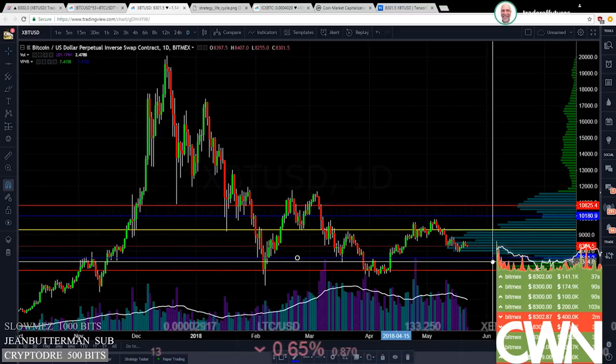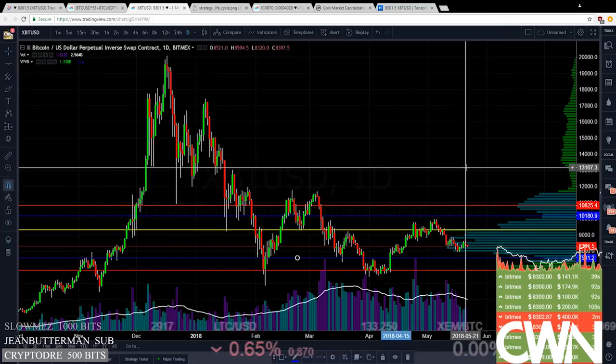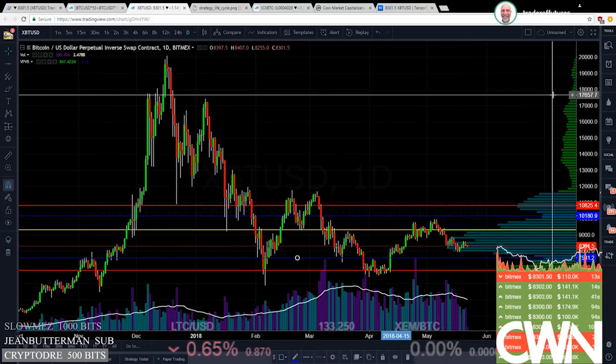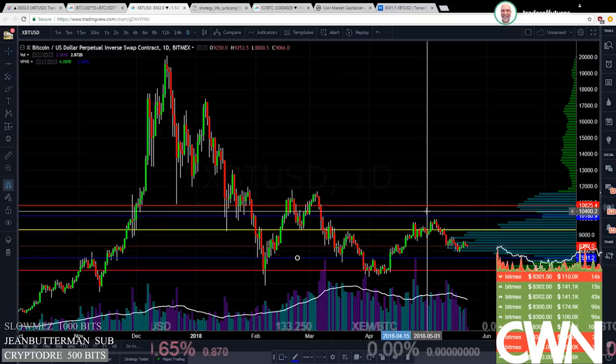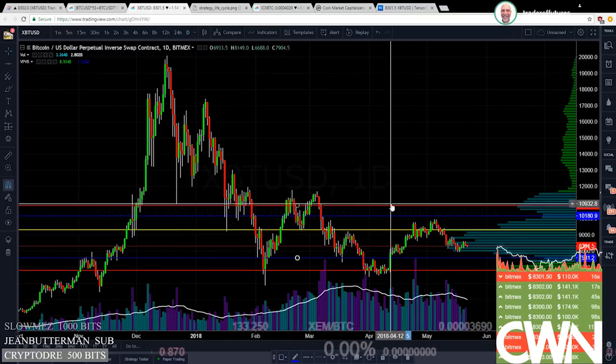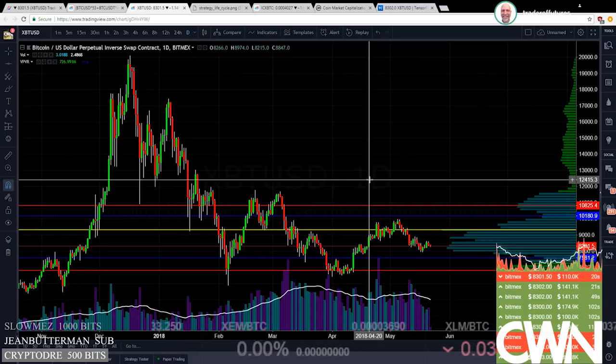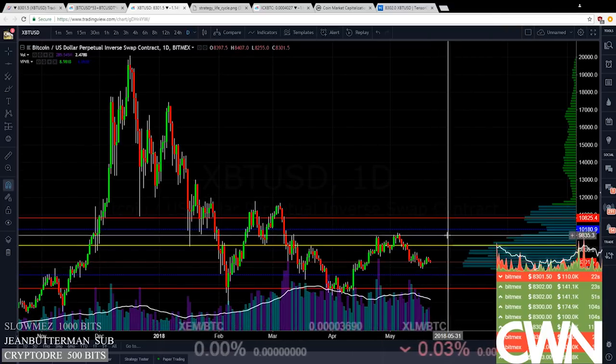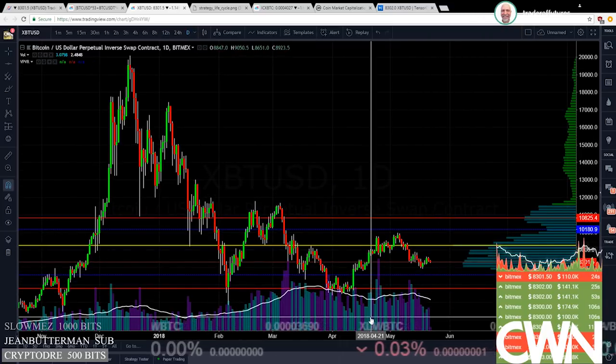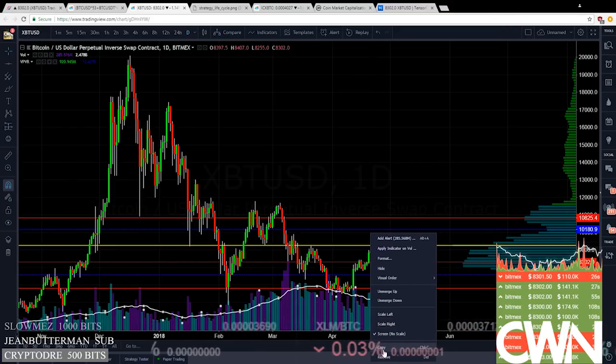So from a long-term time frame, I'm not going to put anything up here because there's really nothing going on up here, and I don't expect to be up there anytime soon. So from a longer-term time frame, the market structure, you know what? I'm going to get rid of this volume. It's kind of getting in the way.